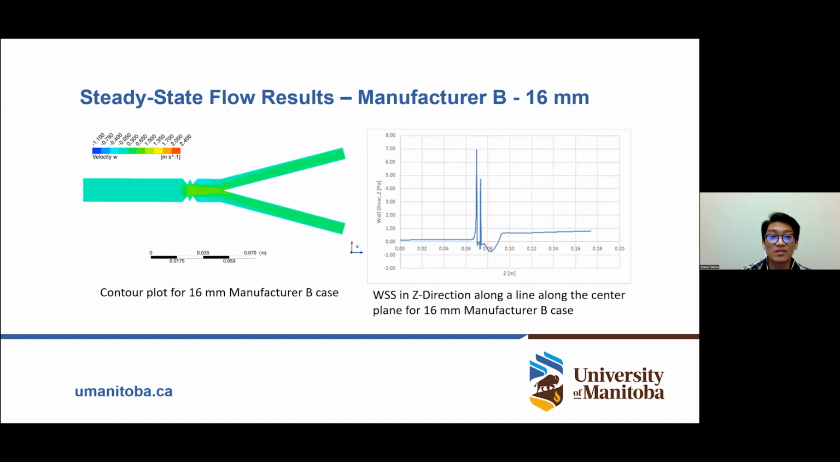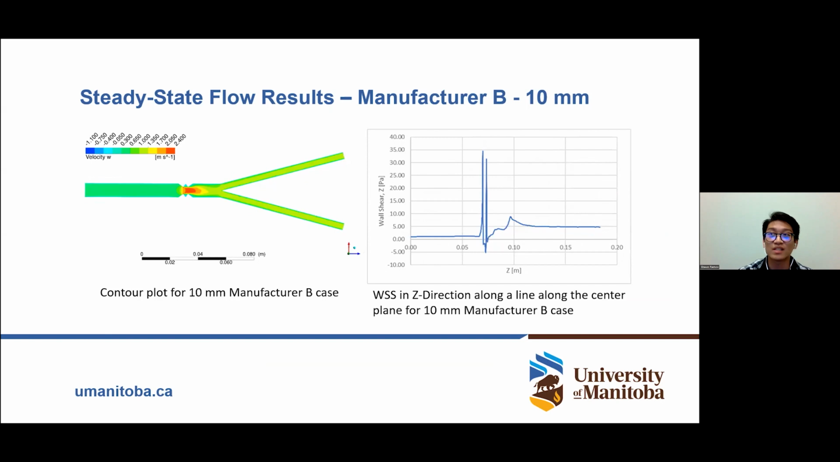For the 16mm manufacturer B case, qualitatively on the figure on the left, recirculating zones can be observed directly following both pentagonal geometry disruptions. Since the wall shear stress was observed to change signs 4 times throughout the length of the endograft limb in the longitudinal direction, recirculation zones for the 16mm manufacturer B endograft limb have been confirmed for the steady state case simulation.